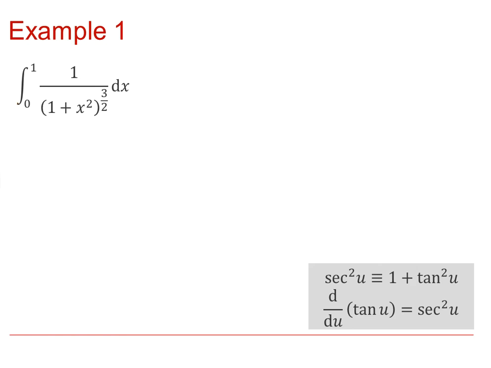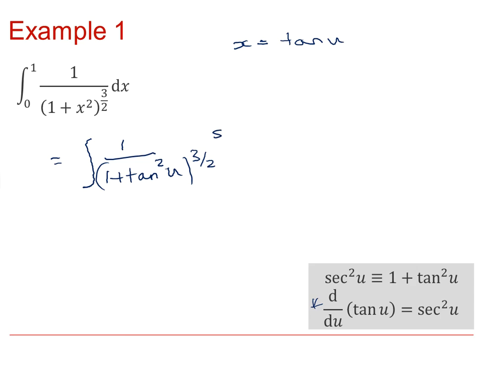In this example we have a 1 plus x squared as a factor in a denominator. Therefore we will try the substitution x equals tan u. We know that differentiating this gives us sec squared u. So, putting that in, we'll talk about the limits in a minute, would give us 1 over 1 plus tan squared u to the 3 over 2, sec squared u du.